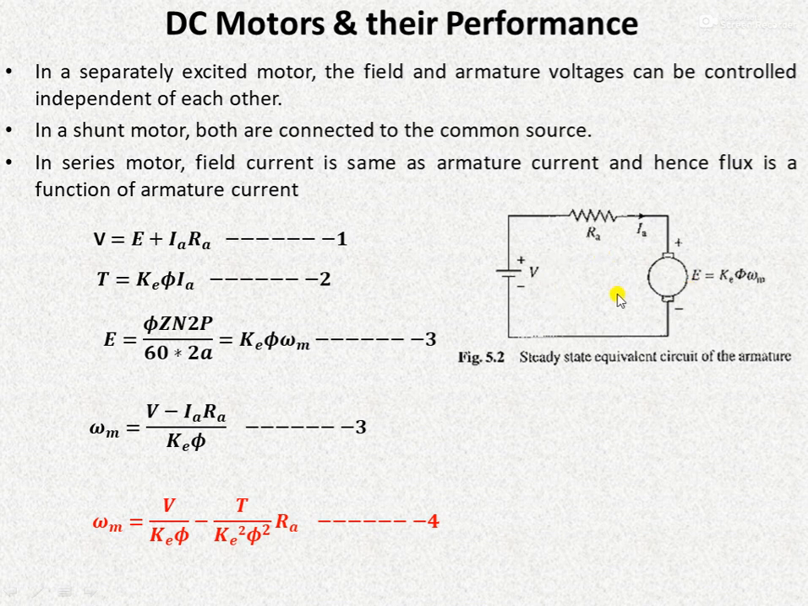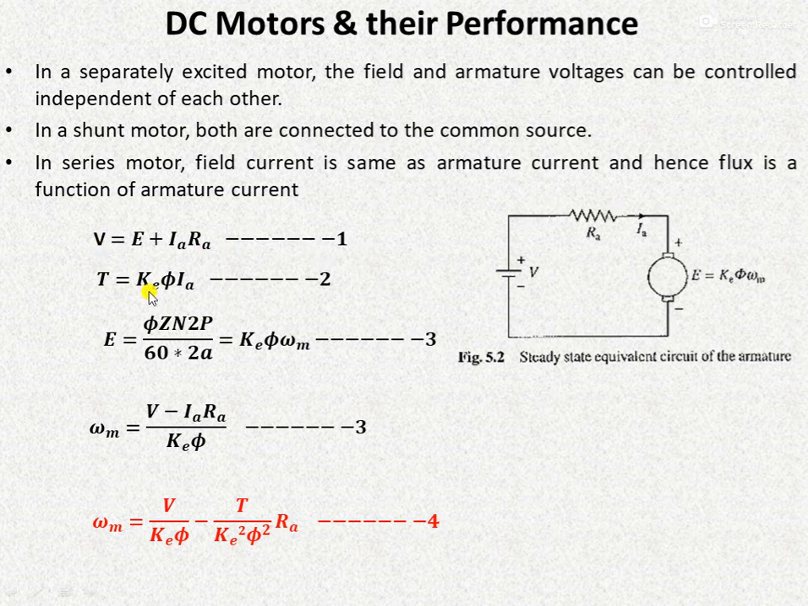The voltage equation in the case of a DC motor is written as V is equal to E plus IARA, where E is actually the back EMF, IA is the armature current, RA is the armature resistance and V is the supply voltage which is being given to the DC motor.